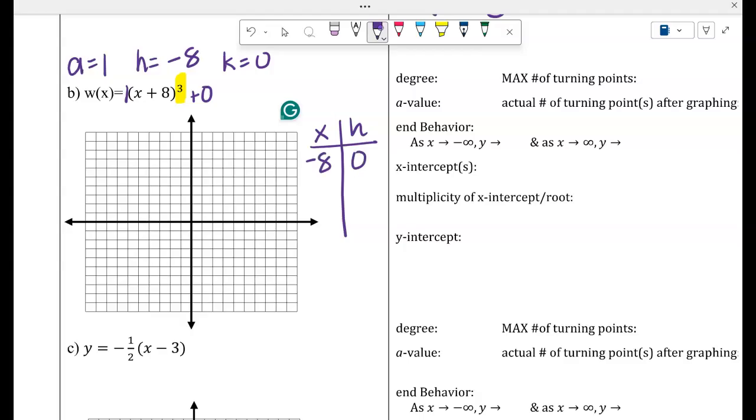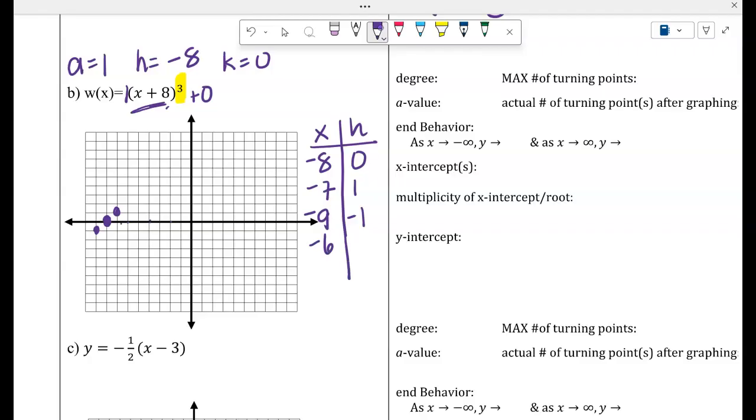Okay, so this is 2, 4, 6, 8, -8, 0. And we kind of need like 5 points, so let's pick -7 and plug it in to see what we get. So -7 plus 8, that's going to be 1. 1 to the third is 1. So we're going to go -7 up 1. We're going to go left side, -9. Similarly, we're going to go -9 plus 8. That's going to be -1 to the third is -1. So -9 is -1.